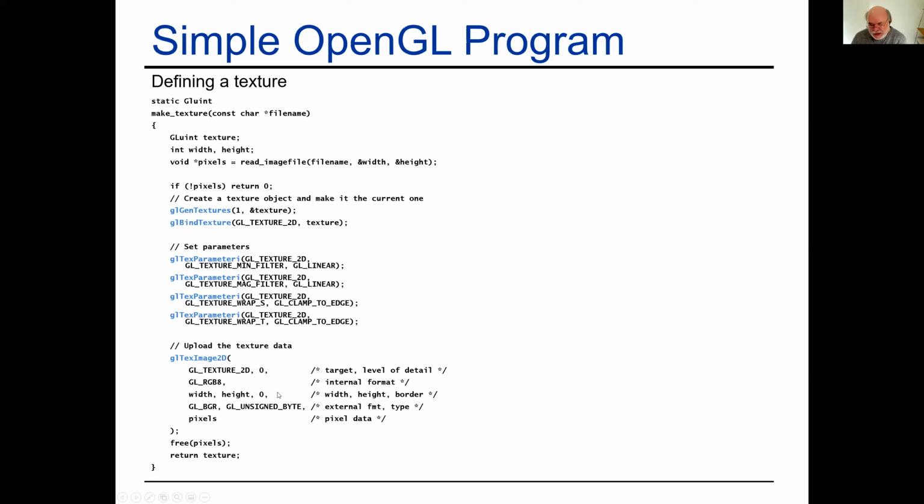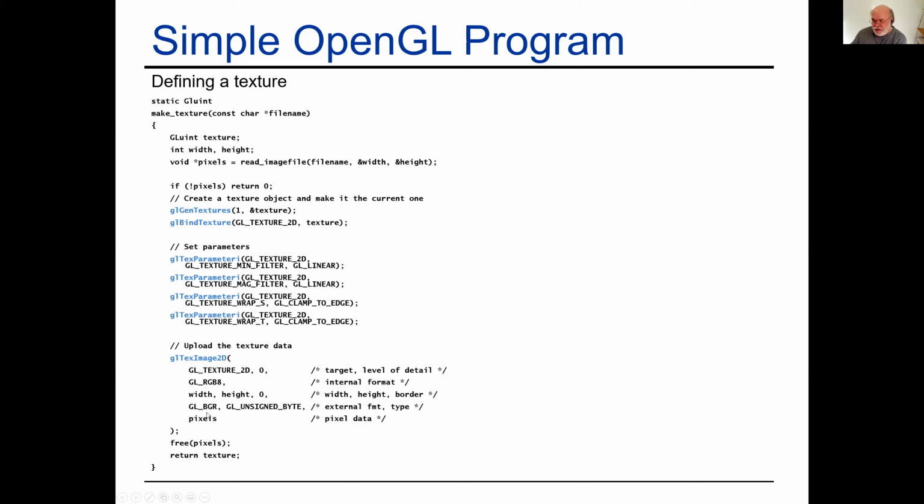We pass the texture data to OpenGL. We say it's for the 2D texture where we bound the texture. Level of detail 0, so this is the normal texture data, no mipmaps or anything. We tell it that this is 8-bit RGB values. This is how we want to store things in the GPU. We give it the width and the height, and border width always has to be 0.